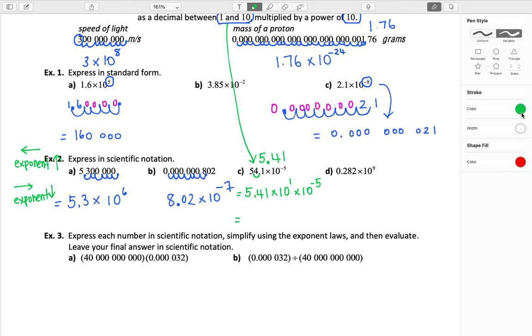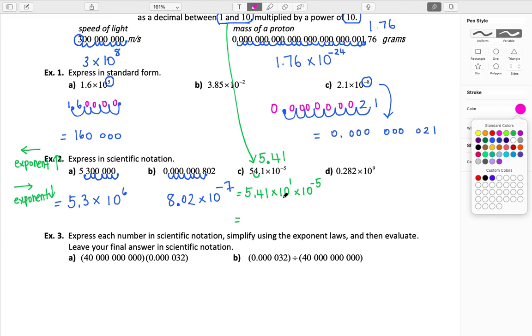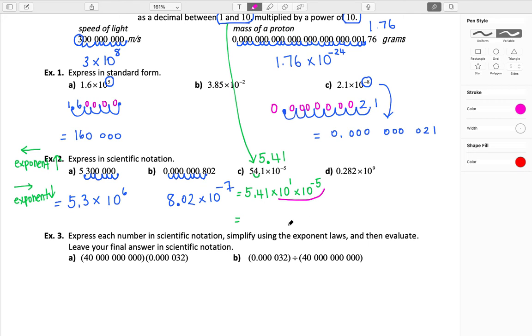So you will notice that we have a like term, the exponent law. When you're multiplying, you add the exponents. So 5.41 times 10 to the 1 plus negative 5, which is negative 4. Okay. So that's how you simplify so that there's only one number between 1 and 10.